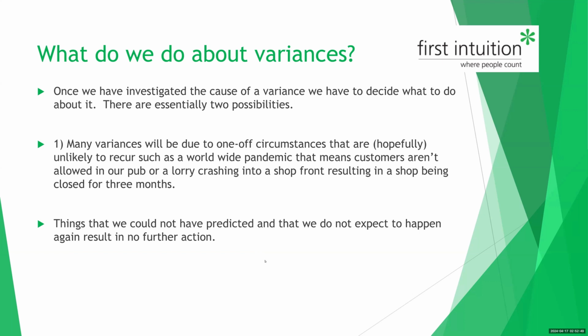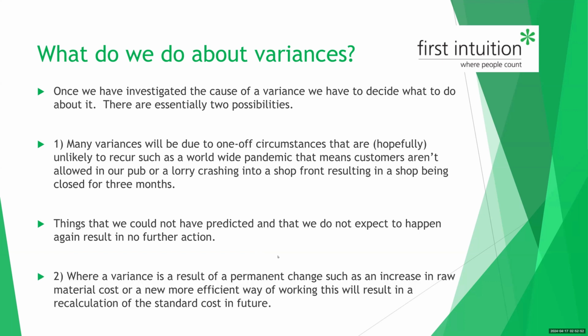Alternatively, if a variance is a result of a permanent change, so for example, the price of our raw material is much dearer than it used to be, possibly a change to minimum wage would affect our labour, or we found a better way of working. Somebody's found a better way to work, so we train the rest of the team on this new method. So now we know that we can produce our output with fewer hours than we used to before. So if it's a permanent change, something that is always going to be like that, then this is going to be reflected in the standard cost. And when we set the next budget, our expectations will be different.